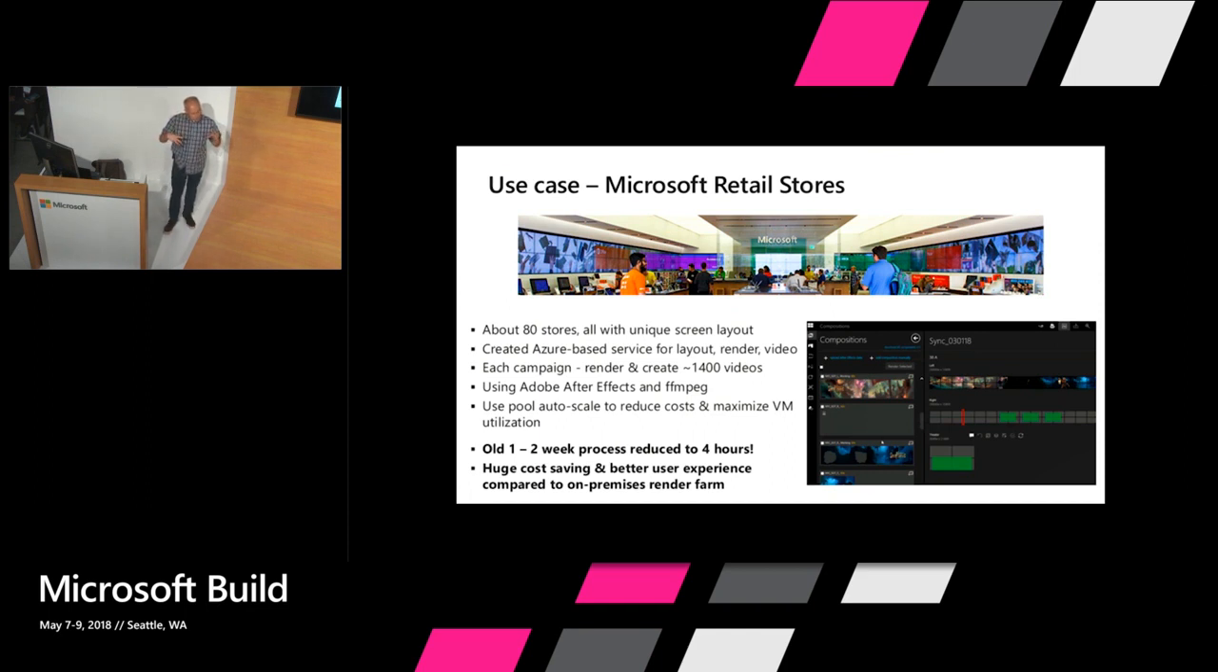They use auto-scale capabilities to scale up and down the number of VMs according to the load. And the outcome is they're saving a ton of money because they pay for use. They get resources when they need them, hand them back when they don't. But they can also leverage the scale. So what used to take 1 to 2 weeks now takes them 4 hours.